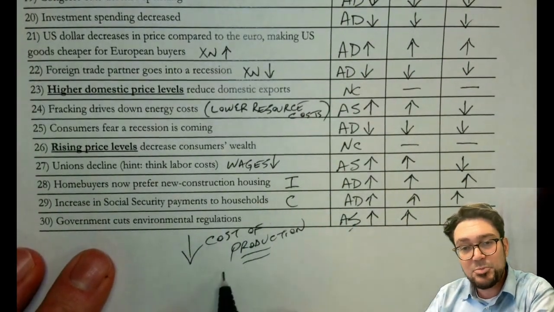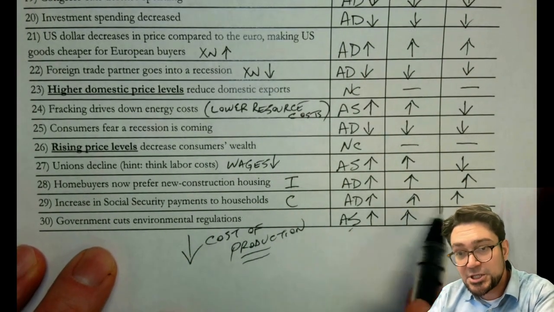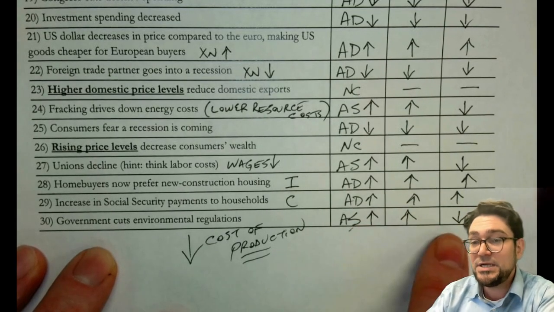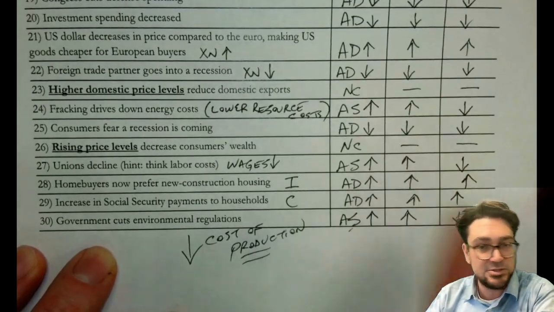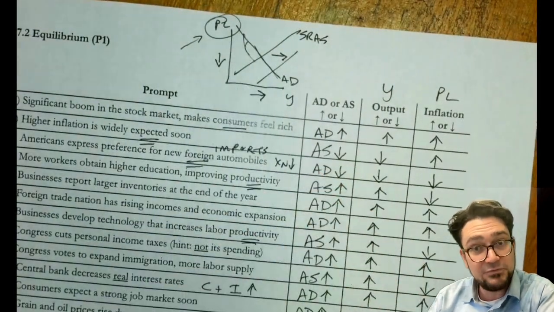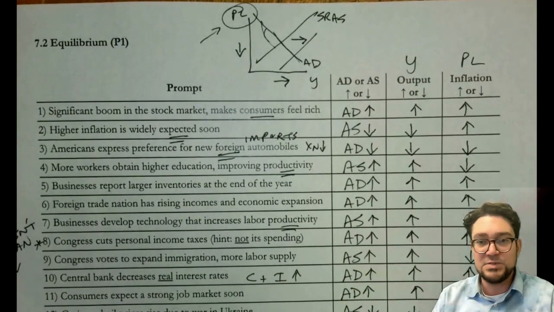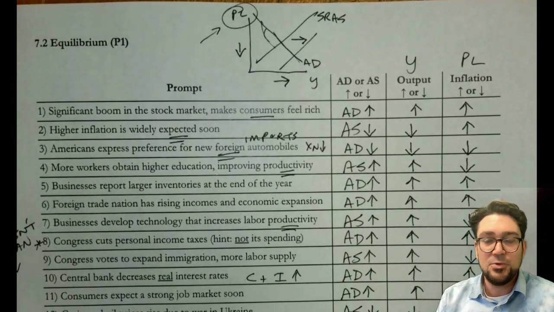So again, the tricky part here maybe is that when aggregate demand is changing, output and inflation are moving the same way. When aggregate supply is changing, they're going to be opposite of each other, right? They're just going to be opposite. And again, that has to do with how we've drawn supply and demand. Hopefully this helped you with going through all 30 of these prompts and thinking about output and price levels as the final thing that we're thinking about when we're affected by a prompt.